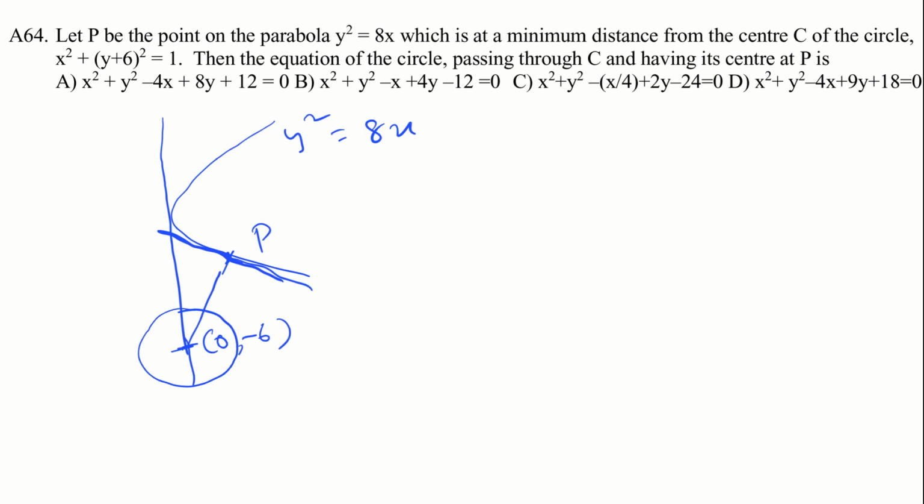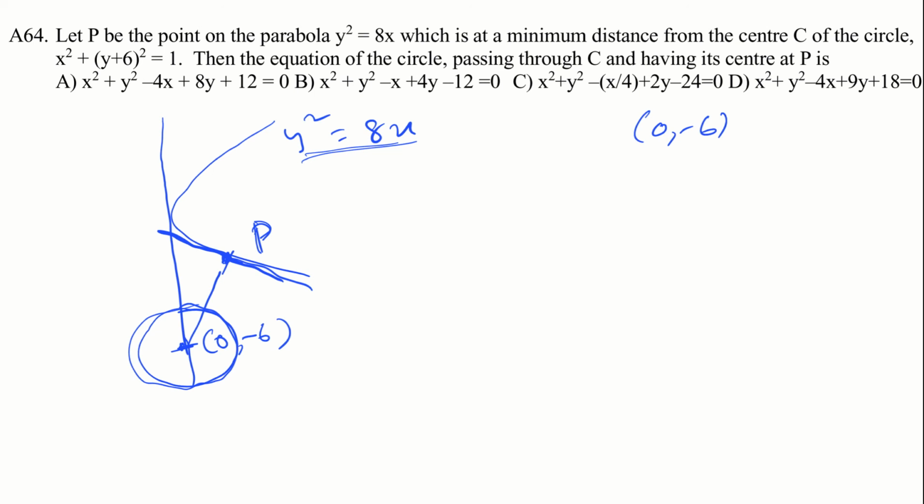Now in this problem, we have this parabola y² = 8x. Now P is a point on this parabola such that it is at minimum distance from the center of this circle. So what we have to do is, we want the equation of the circle passing through C, meaning passing through (0, −6), and having its center at P. So basically the problem will be over once I find the coordinates of the point P.